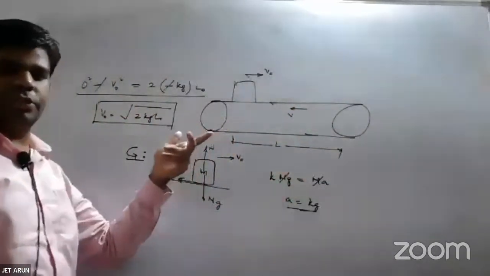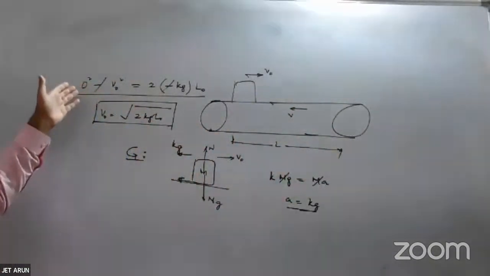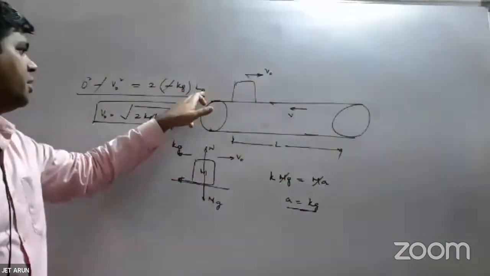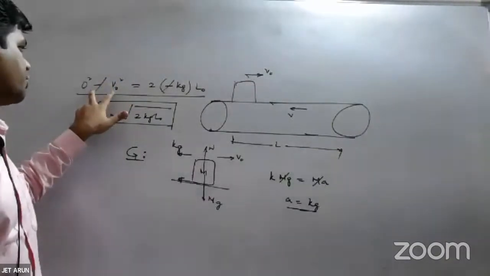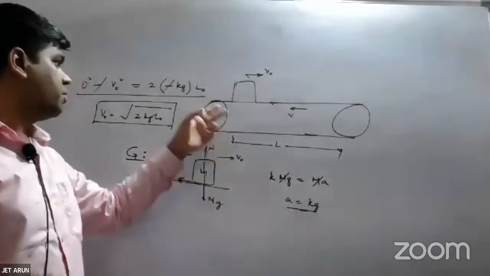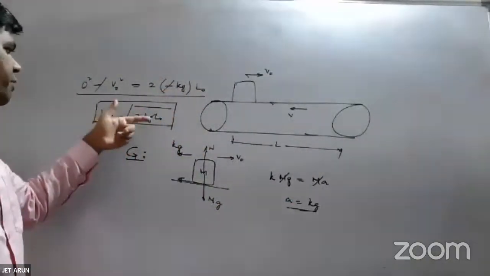So I'll use v square minus u square is 2as. I'll use final velocity over there should be 0 after traveling a distance L. So v square minus v naught square is equal to 2 times a, where a is mu g, which I found out from the FBD, into L. So v naught is equal to root of 2 mu g L.